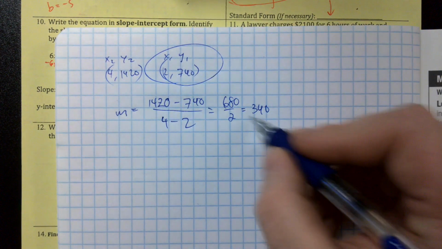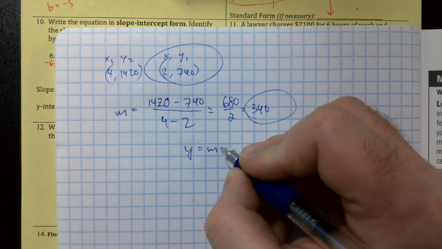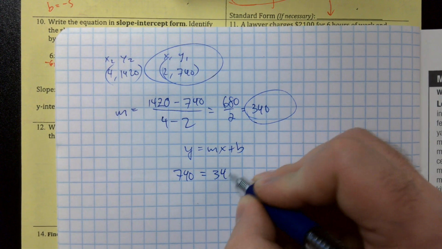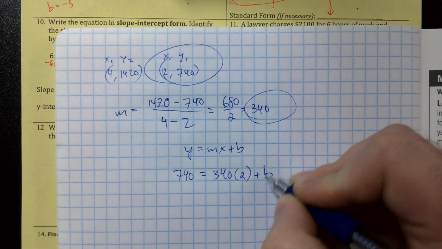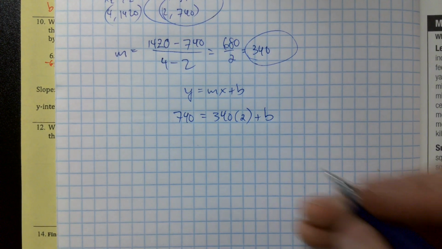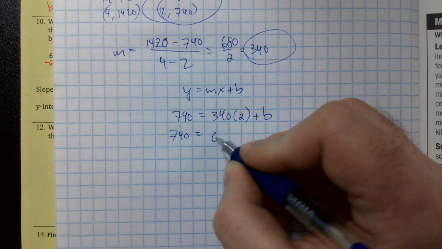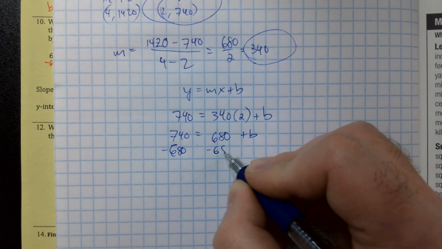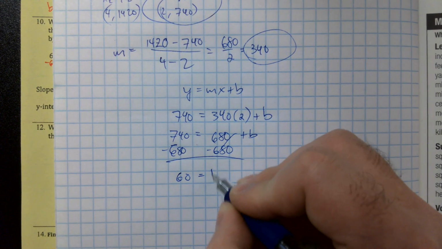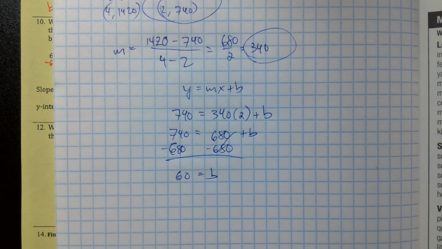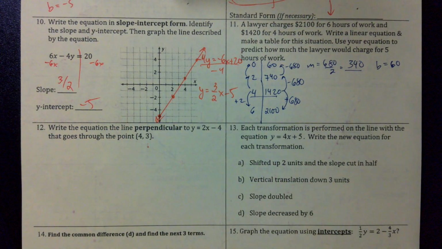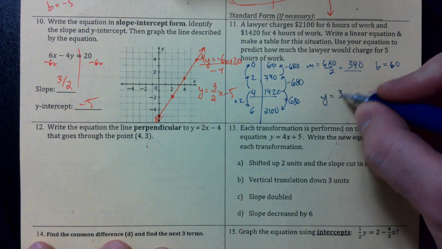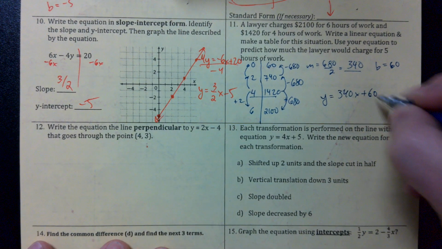Then if I take a point with my m and plug it in, I get 740 equals 340 times 2 plus b. Well, what's 340 times 2? 680. What's 740 minus 680? 60. So I should get 60 either way. I don't care which way you do it, as long as you do it one of those ways. y equals 340x plus 60.